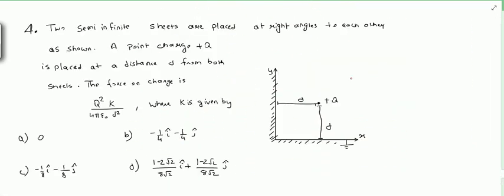Now let us see the next question. Two semi-infinite sheets are placed at right angles to each other as shown. A point charge Q is placed at a distance d from both the sheets as shown. So these are two semi-infinite sheets, and this charge Q is placed at distance d from this y plate and distance d from this x plate. The force on the charge is q square k by 4 pi epsilon naught d square, where k is given by which of the following options? We have to find out. So this is again another problem based on image theory, because these are two semi-infinite sheets.